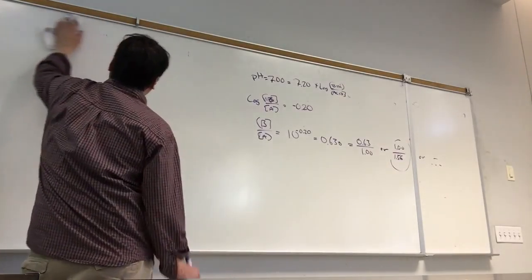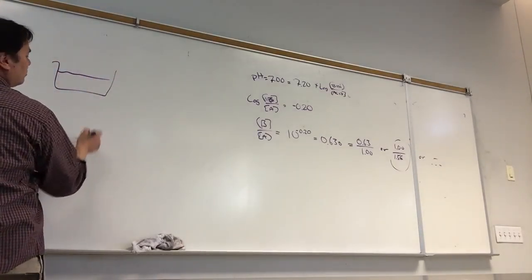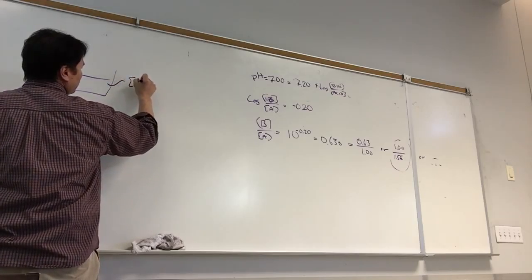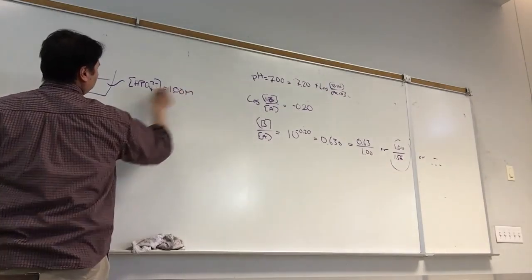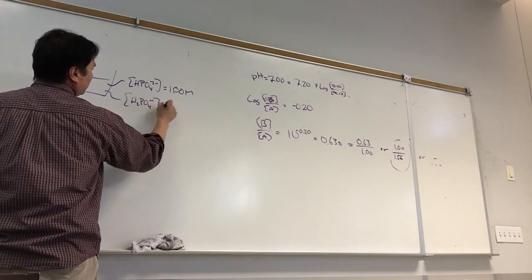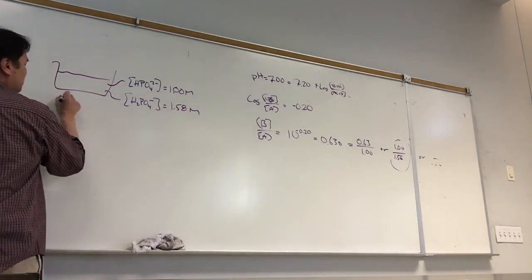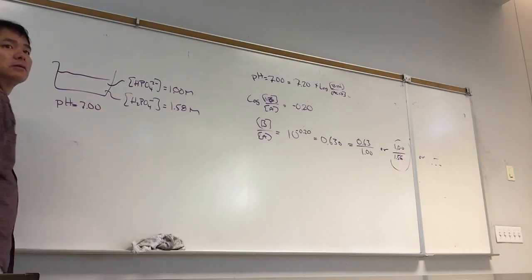And so if I make the base 1.00 molar, so I need the base, which is HPO4 2 minus, to be 1.00 molar. And that means the acid, H2PO4 minus, will be 1.58 molar. Then this solution should have a pH of 7.00.